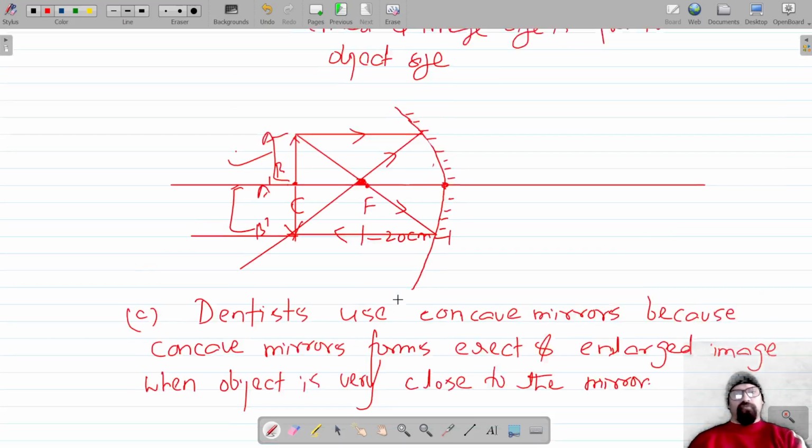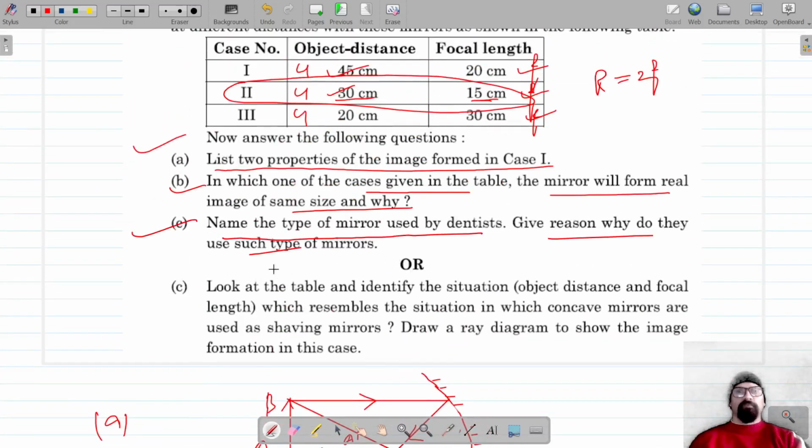Okay, now let's move on to the OR part. This is the OR part. Look at the table and identify the situation. That is the object distance and focal length, which resembles the situation in which concave mirrors are used as shaving mirrors. So that means that the object should be very close to the pole and it should have the minimum object distance.